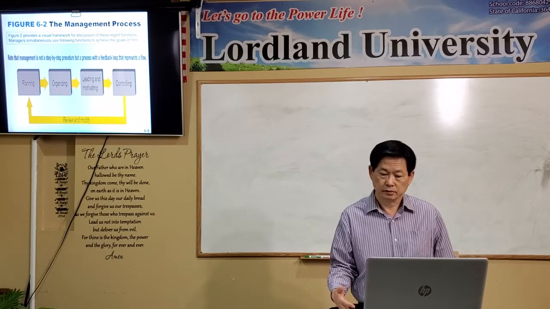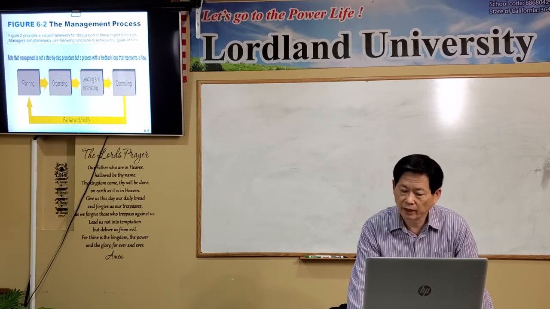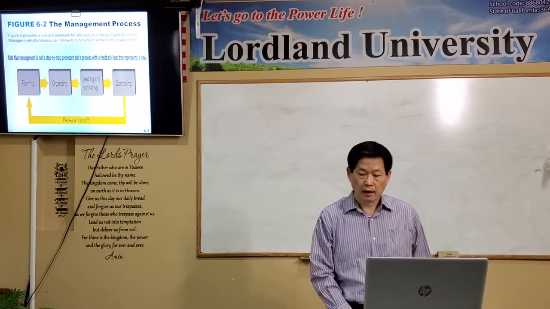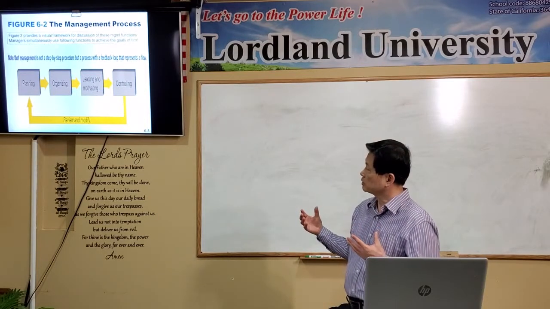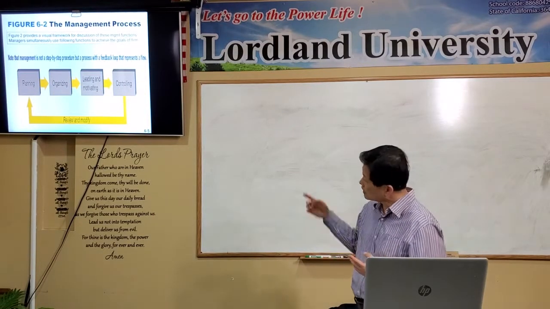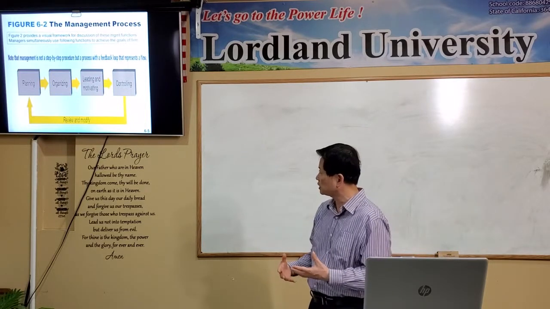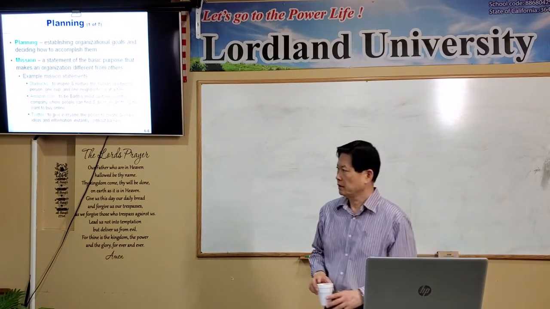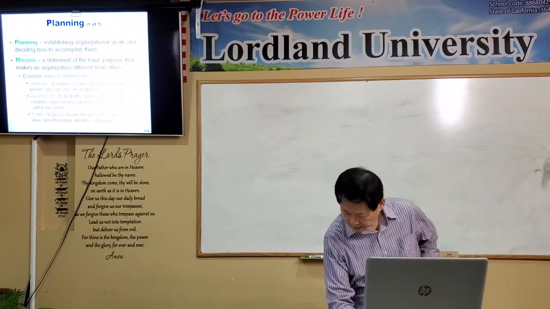Management is not a step-by-step procedure, but a management process with a feedback. This is a feedback loop that represents the flow. Management processes these four functions at the same time, simultaneously. That is management. Okay. First, the planning process.